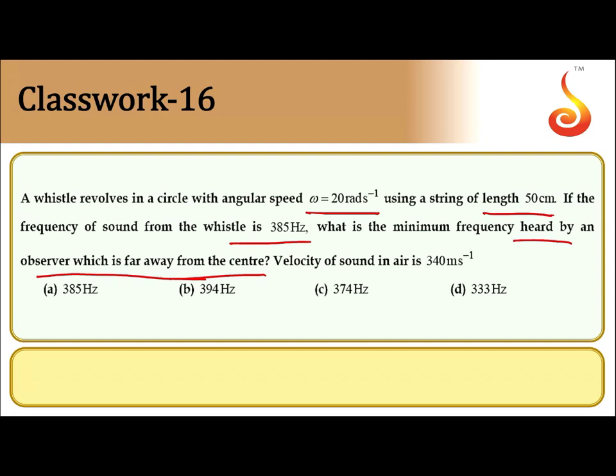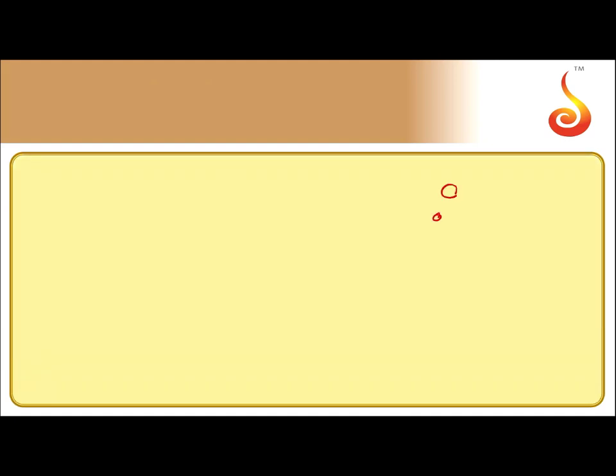So there is a source which revolves in a circle using a string of length 50 centimeters, and we want the minimum frequency heard by the observer. Here is the stationary observer and this is the construction. Now the vessel is moving along these directions, so the sound travels along this direction. Observe that the observer is far away, which means that for all practical purposes, we can ignore the size of this circle. And you know that frequency is minimum when the source is moving away.